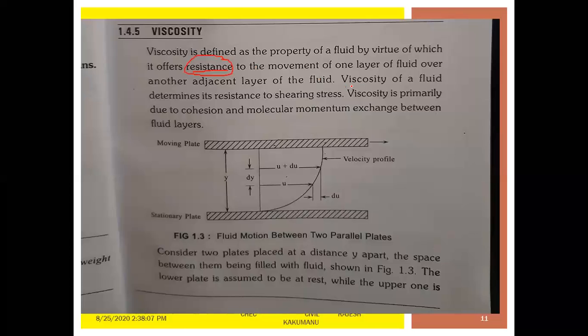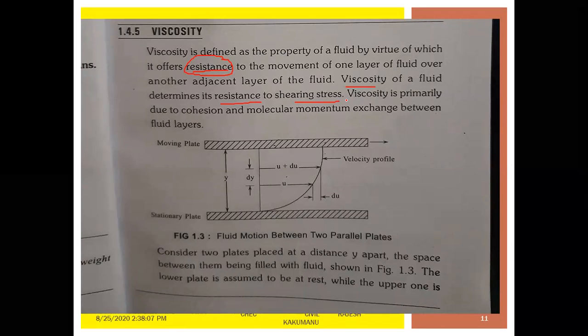Next, viscosity of a fluid determines its resistance to shearing stresses. So generally when one layer is over another layer, shear stress automatically forms. So in order to resist, viscosity is the good property. Then viscosity is primarily due to the cohesion and molecular momentum exchange between the fluid layers.